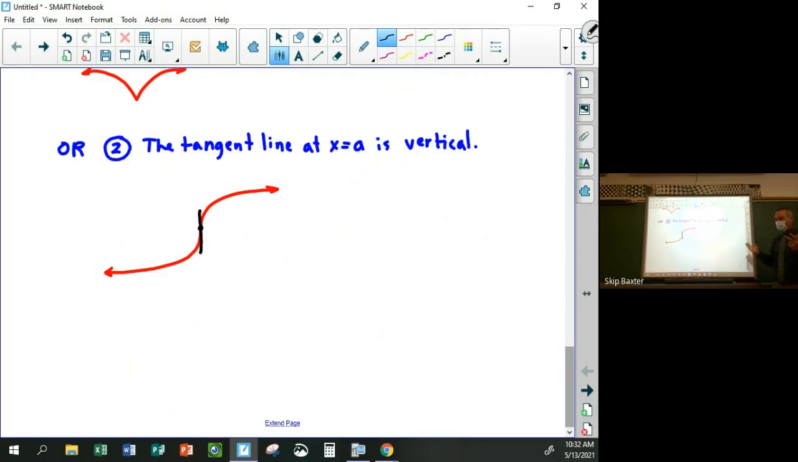So if you saw a graph, you should be able to identify points where the derivative is 0, high spots, low spots, flat spots, points where the derivative is undefined because there is no tangent line, corners, cusps, and discontinuities, and points where the derivative is undefined because there's a vertical tangent, points that look like that, okay? So let me just show you what these problems look like on Delta Math. They're super easy. All you have to do is identify points where the derivative is 0, identify points where the tangent line is vertical. Okay, so let me just show you.